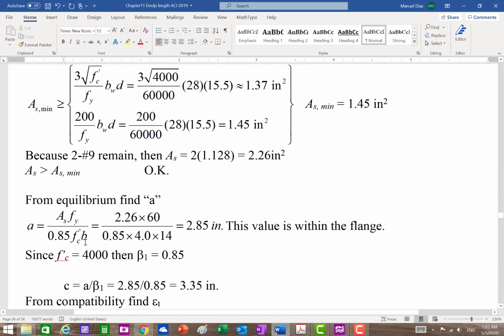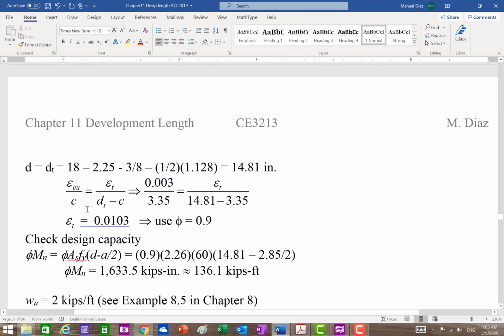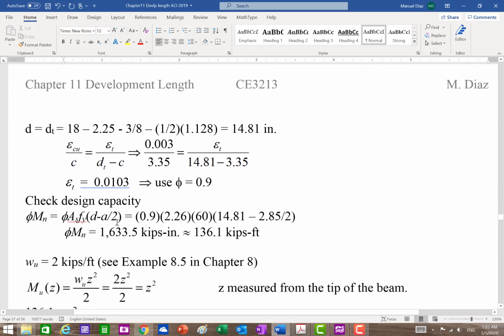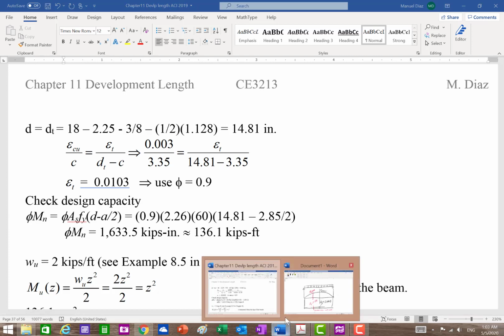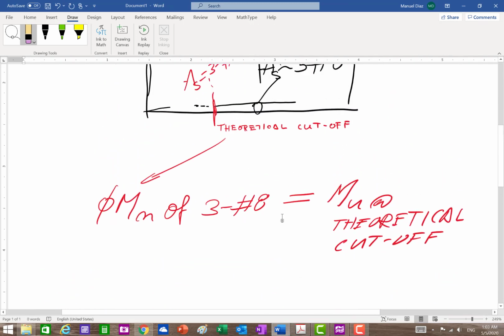Now I'm going to find the moment, the design strength that corresponds to the remaining bars. So there are 2 remaining. I'm going to find my A value, find my C, find my D sub T, check my ductility, right? Find my design strength. So this is the design strength of 2 bars. Next, see, I found already, even though this is a positive, not a negative. So what we have found is the strength of the remaining bars.